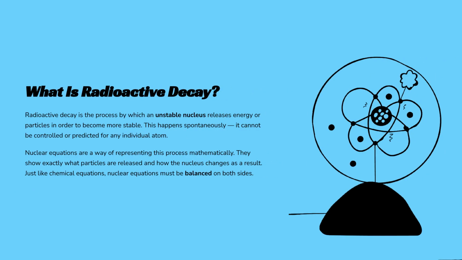Radioactive decay is the spontaneous process where an unstable nucleus releases energy or particles to become more stable. Nuclear equations represent this mathematically, showing the changes in the nucleus. Just like in chemistry, these equations must be balanced.